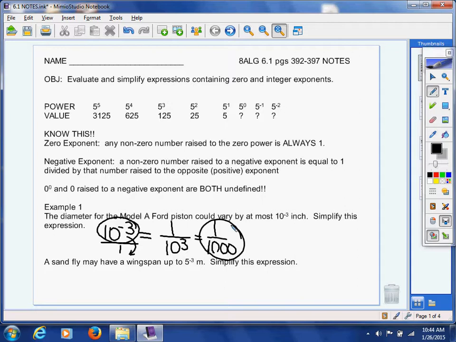And then the sandfly example with the wingspan of 5 to the negative 3 meters. Remember, that's negative up top. So if I want to make that exponent positive, I'm going to bump it to the bottom. Now what's left up top is just an understood 1. 5 to the negative 3 becomes 5 to the positive 3. And then if you simplify 5 to the third power, which is very simply 5 times 5 times 5, you'll get 125. So it's 1/125th of a meter. And that's the simplified form of that. Okay, so I just wanted to remind you of that.